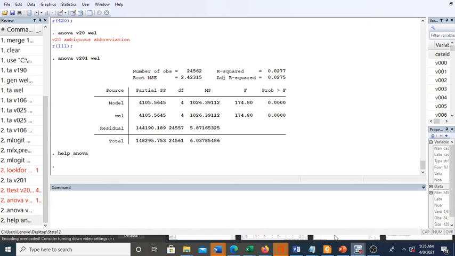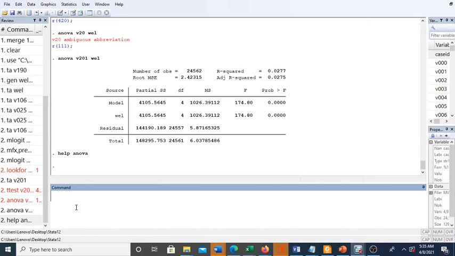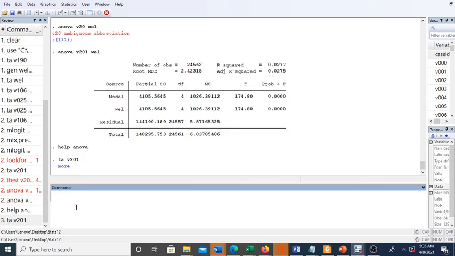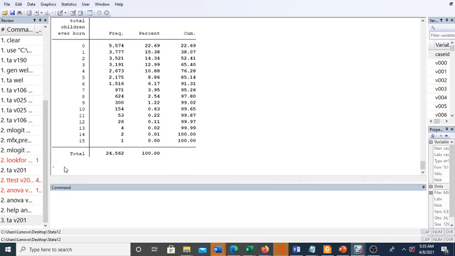Okay, now the other thing which I want us to look at is if I can tab v201, if you can see this particular variable has 0, 1, 2, 3, 4, 5, 6 up to 15. Now if your dependent variable is appearing like this, this type of behavior, we actually model it using what is called Poisson regression, because this one is a count variable. So because it is a count variable, Poisson becomes the most feasible model that can be used to model that. So we normally use Poisson.